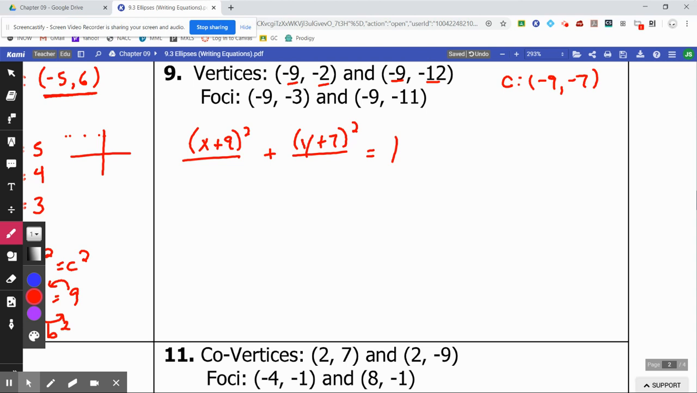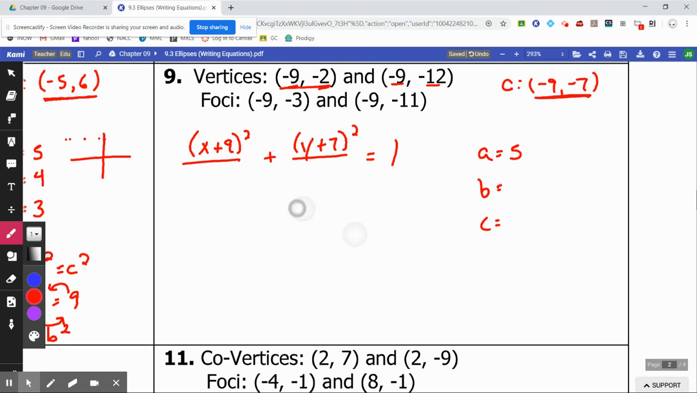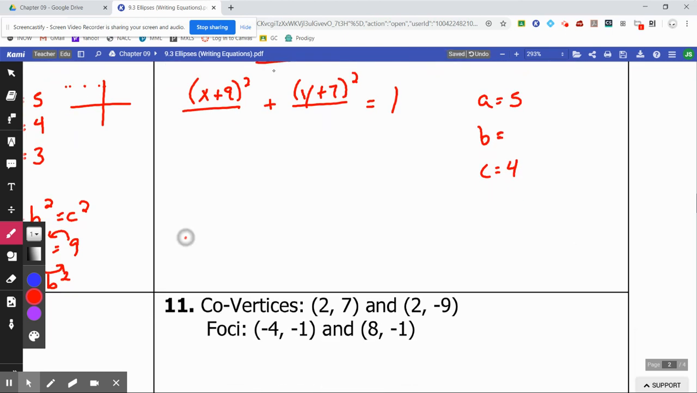The distance, again, from your center to your vertex, either vertex, is going to be your A value. This would have an A value of 5. My B value here is unknown. My C value is the distance from the center to either focus, and that's going to be a distance of 4.